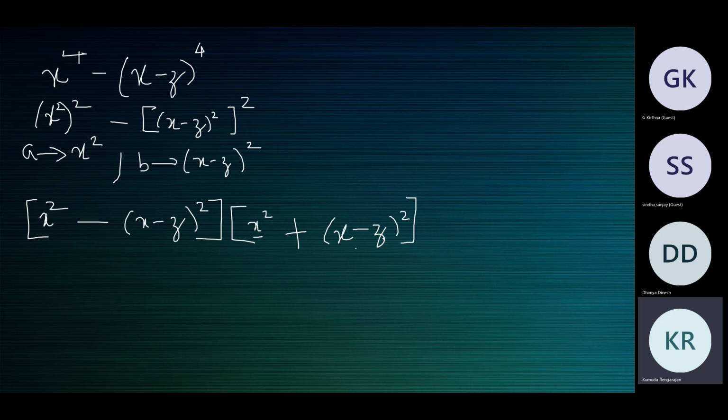When the two perfect squares are connected by a plus sign, they cannot be factorized further. But when two perfect squares are connected by a minus sign, see here x square is a perfect square, x minus z the whole square is a perfect square. So when they are connected by a minus sign, they can be factorized further. So how does it look like for you?